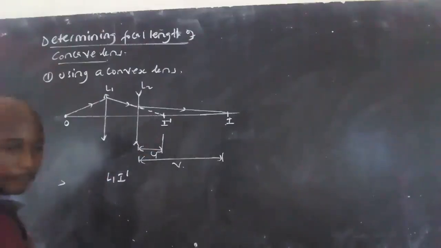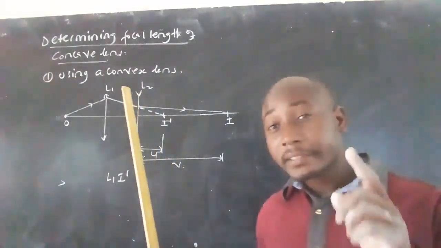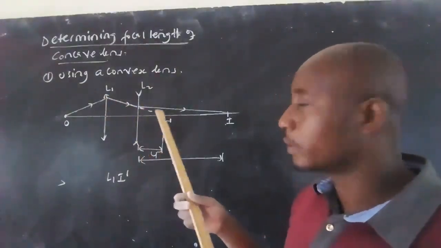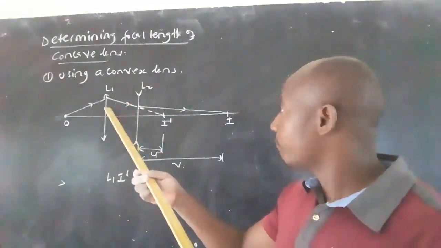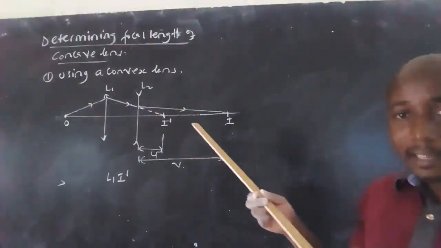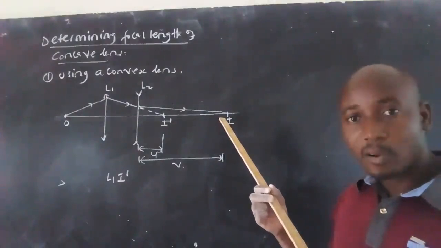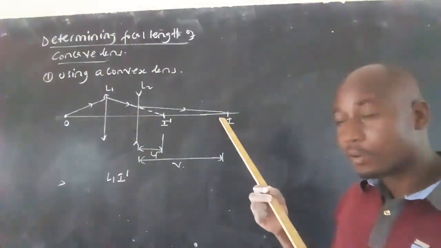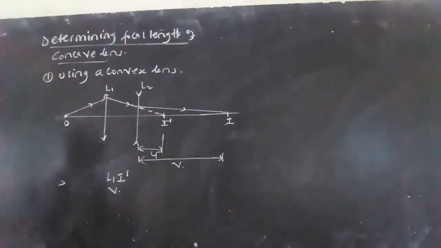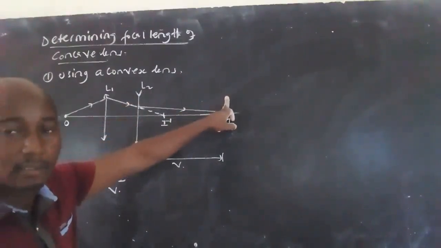The next point: a diverging lens L2, whose focal length is to be determined, is now placed between the converging lens L1 and the screen. The screen is again adjusted until the final image is formed on it. The distance V between the lens and the screen is measured and recorded.